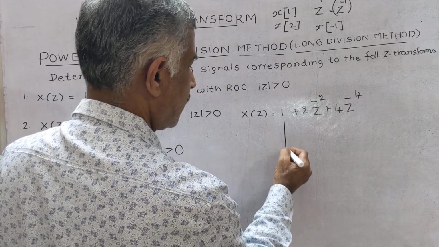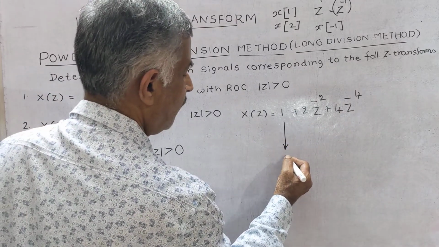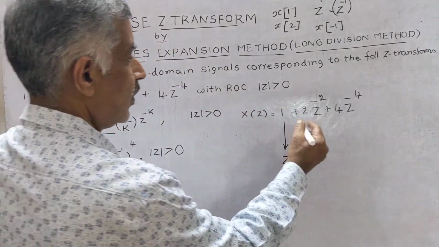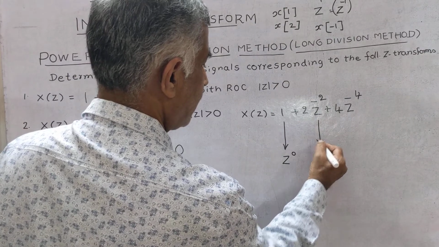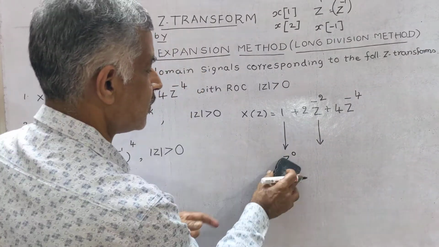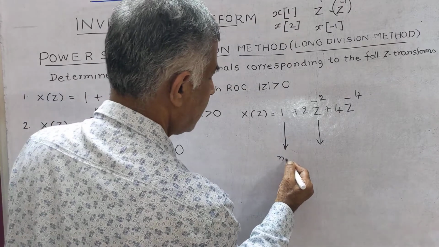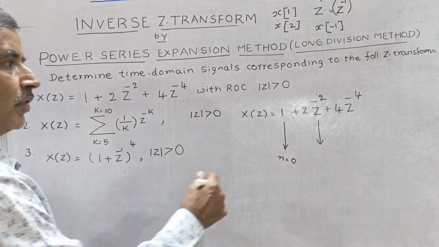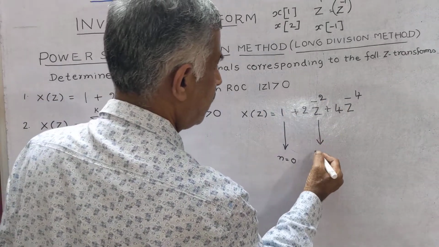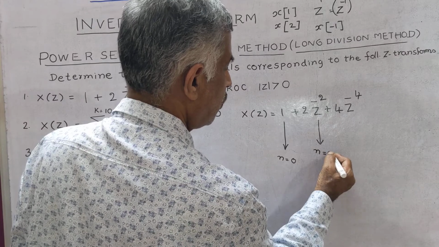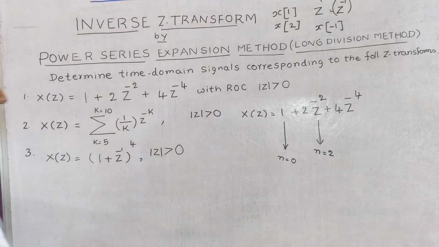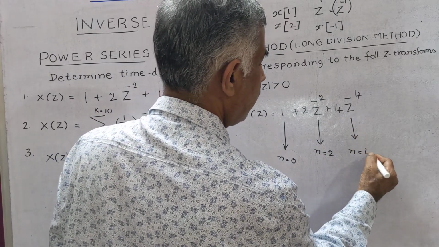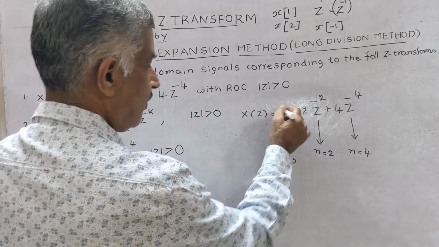Now this corresponds to the coefficient of z to the power of 0, because z to the power of 0 is unity. This is for n equal to 0. Now, this is the coefficient corresponding to n equal to 2. And this is the coefficient corresponding to n equal to 4.